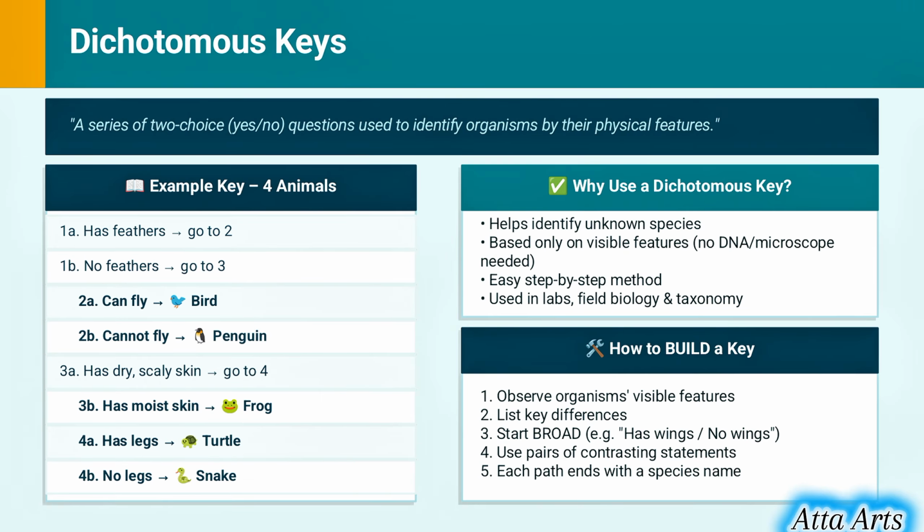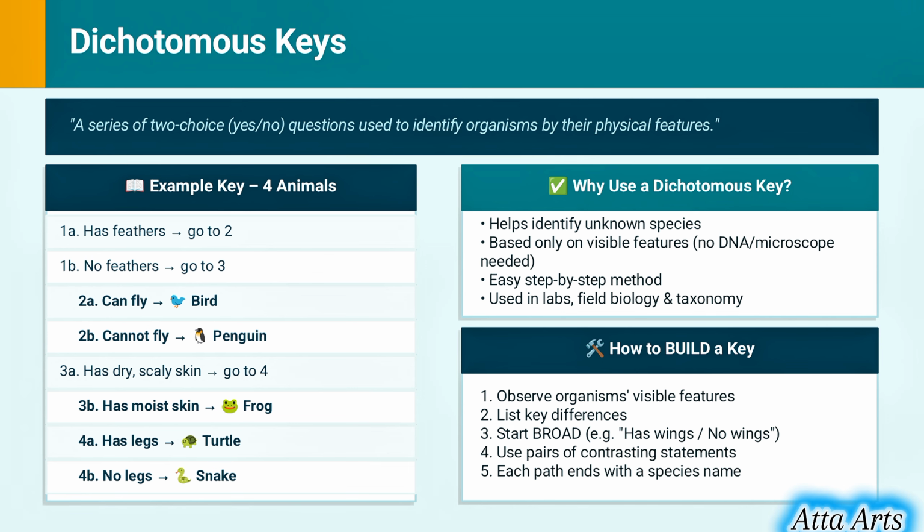Dichotomous keys. Now let us talk about dichotomous keys. This is a really practical topic and you will likely get a question about it in your exam. The definition is: a dichotomous key is a series of two-choice questions used to identify organisms by their physical characteristics. The word dichotomous simply means divided into two. At every step, you get exactly two options, and your choice leads you forward.